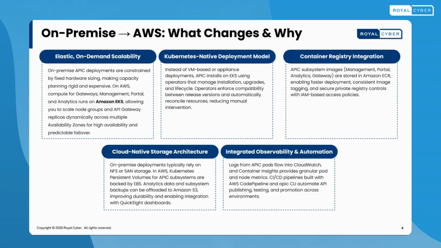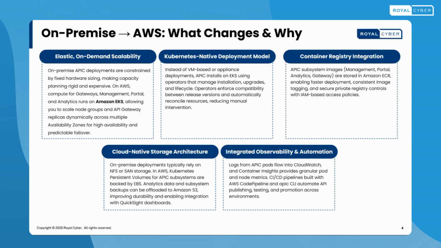Now, on-premise to AWS, what exactly changes and why? There are several architecture shifts that take place. If we talk about elastic scalability, gateways and subsystems scale dynamically across multiple availability zones. Kubernetes native deployment instead of appliance or VMs, API Connect runs as a container on EKS using operators. Container registry integration, images are securely stored in Amazon ECR.